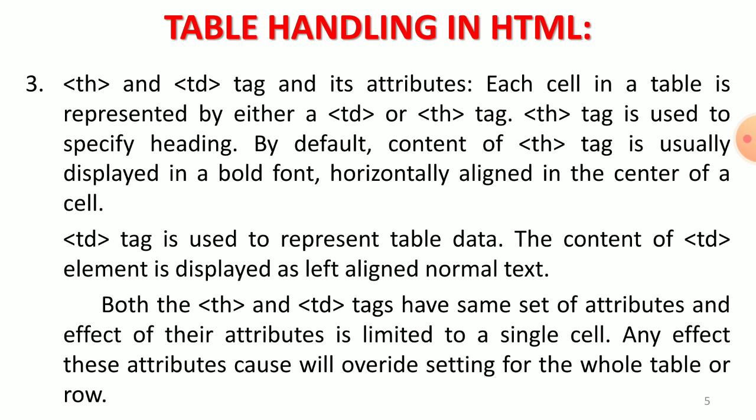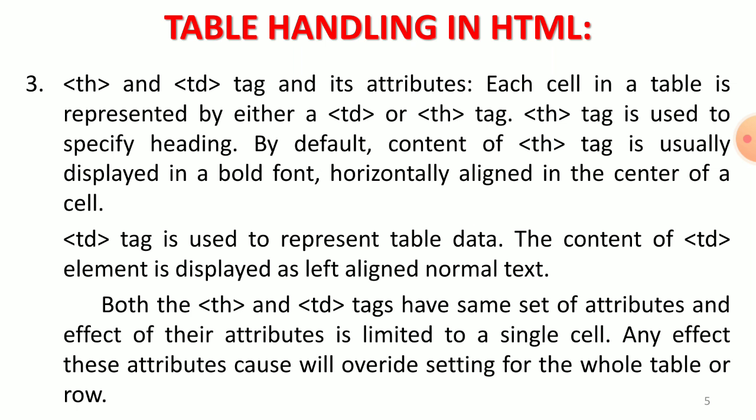Third, the th and td tags and their attributes. Each cell in a table is represented by either a TD or TH tag. TD means table data, and TH means table heading. The TH tag is used to specify a heading. By default, the content of a TH tag is usually displayed in a bold font, horizontally aligned in the center of a cell. That is a table heading, the TH tag.